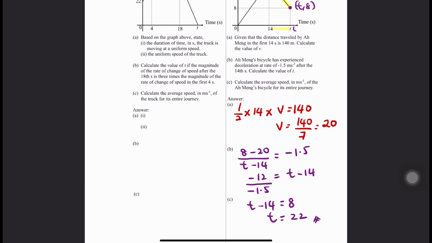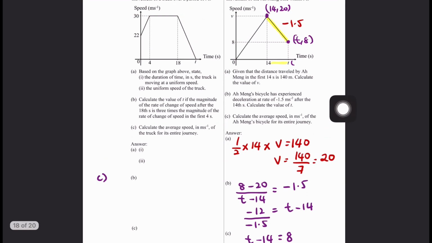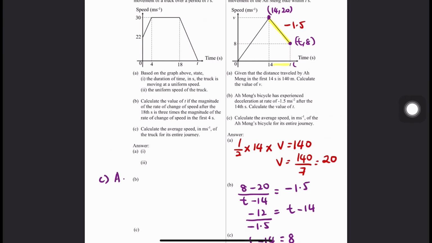That is for B. Last one, part C. Calculate the average speed of Ameng's bicycle for its entire journey. So average speed is equal to total distance divided by total time.